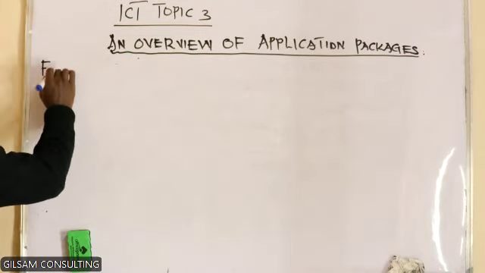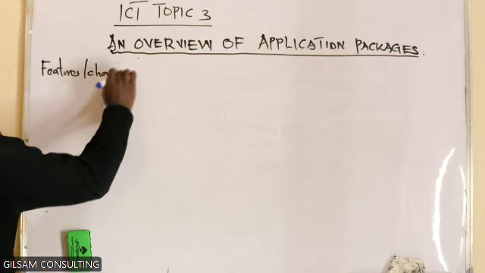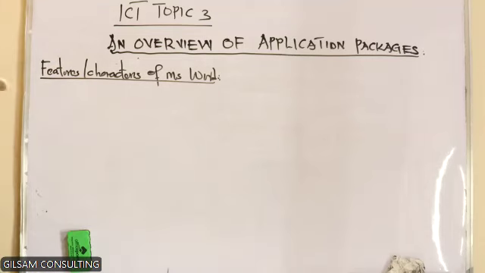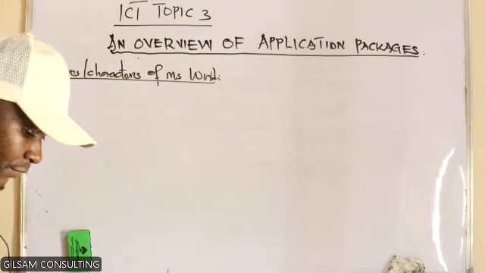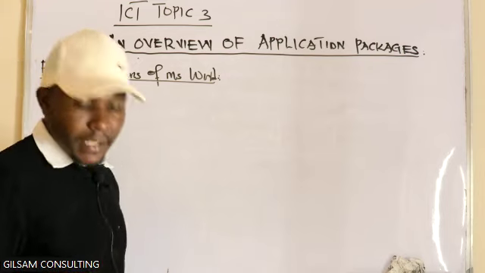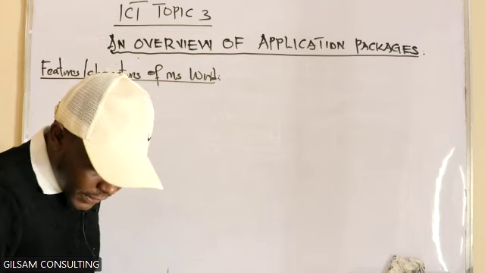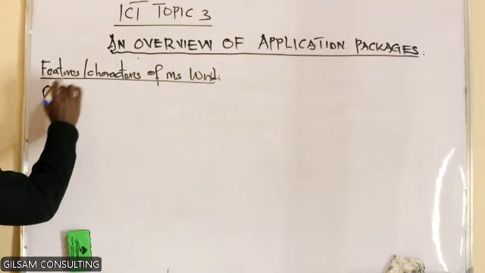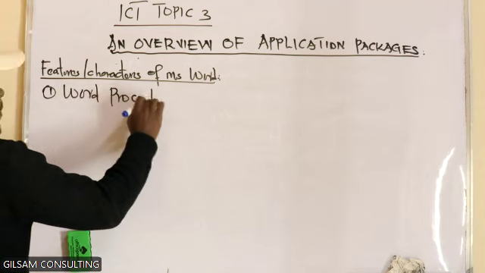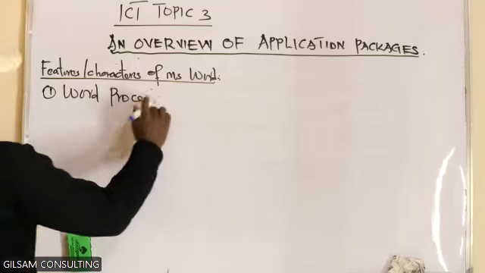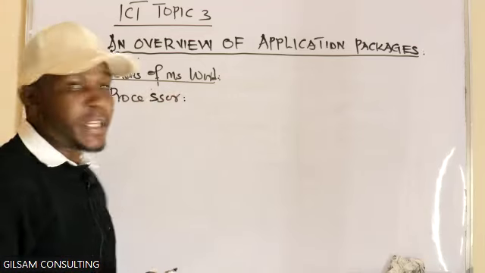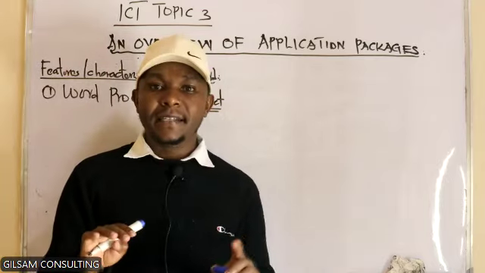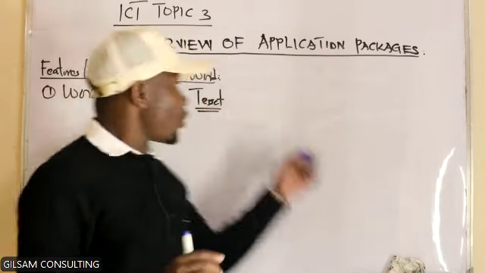So we have the features or characteristics of MS Word. Most secretaries use this one. If you are the person who types most of the documents in the office, then you are using MS Word. The first feature is the word processor. How do we write processor? Processor with a double S. When we talk of word processor, it means you can write a text. You can open Word and type hello, so it enables you to type or to have a text.